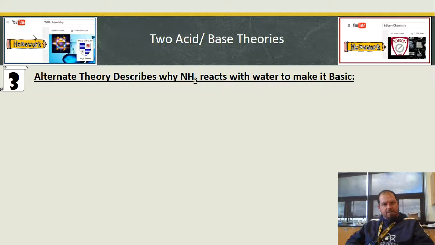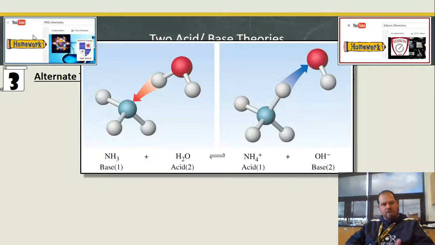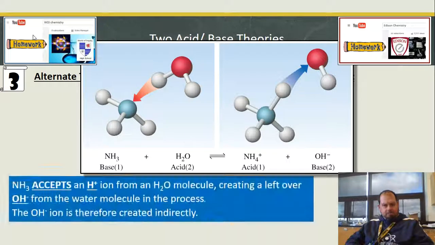Specifically, the alternate theory talks about NH3. So I'm going to show you a picture here of what's going on. NH3 molecule on the left, and there's a water molecule, and the arrow is pointing to that one hydrogen on the water molecule. So the NH3 is going to accept an H plus from the water. This leaves now NH4 plus, which is called ammonium ion, which is on table E, and this OH minus, which makes it a base.